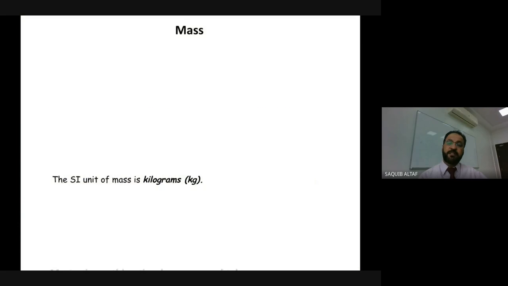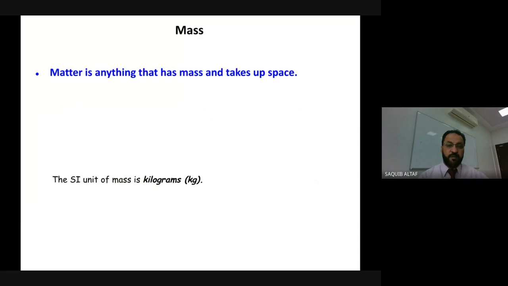First of all, mass. Remember that matter is anything that has mass and takes up space. First of all, you should know that all objects and substances are made up of matter. And first you should know what matter is. Matter is basically anything which occupies space, having mass, having weight.